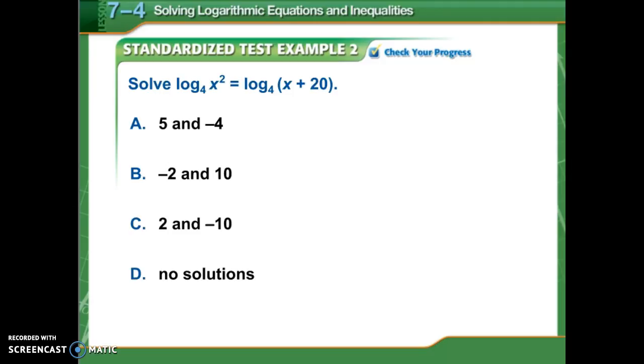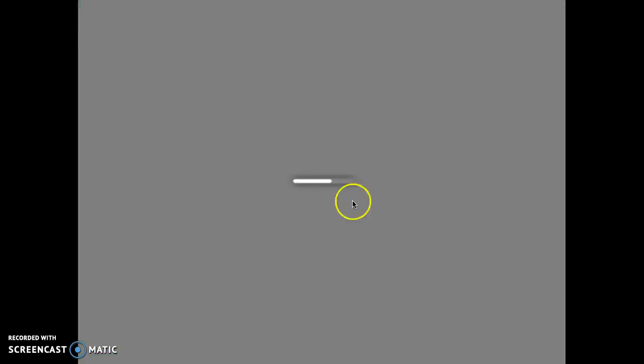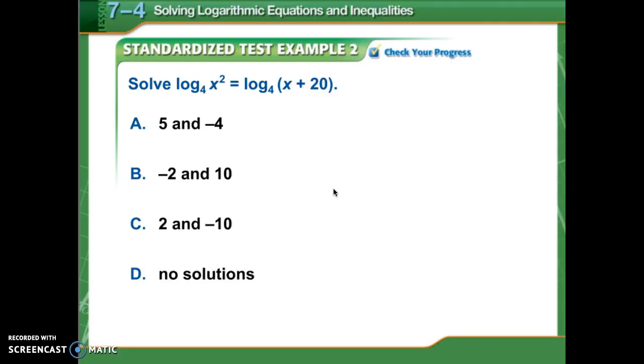Okay, we're checking our progress. Similar kind of concept here. We've got log base 4 of x squared equals log base 4 of x plus 20. And solving that, we see that our answers are going to be A, 5, and negative 4.